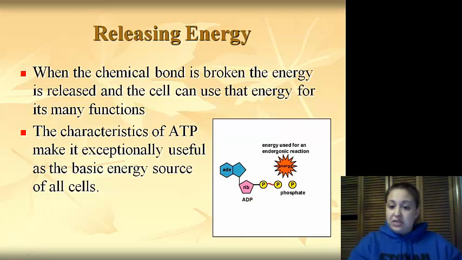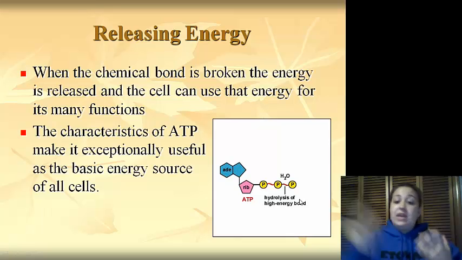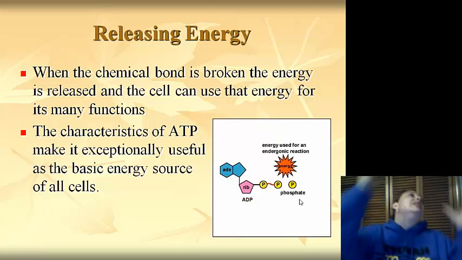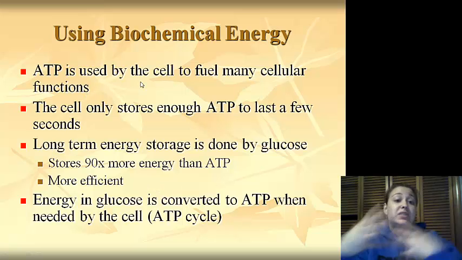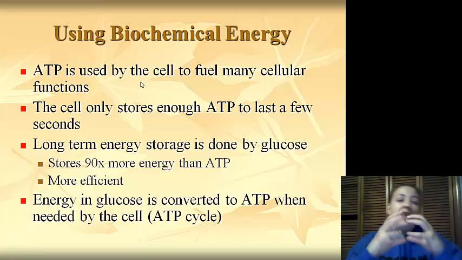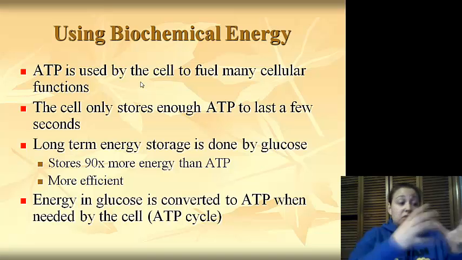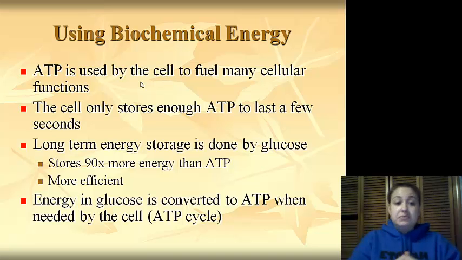So when we look down here, we have high energy bonds. We have hydrolysis, which breaks it, using water. And we have energy released as it's broken. ATP is used by the cell to fuel cellular function. ATP can only store enough energy for a few seconds, so it is created and then readily used.